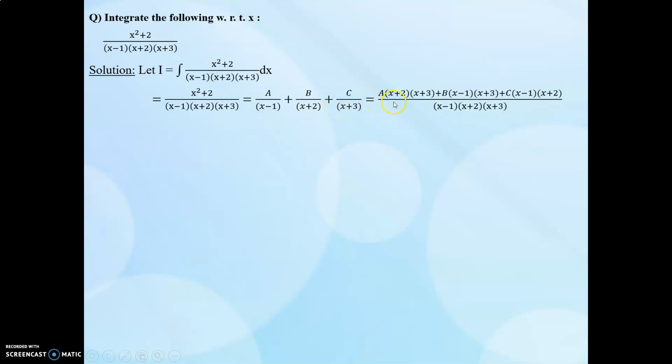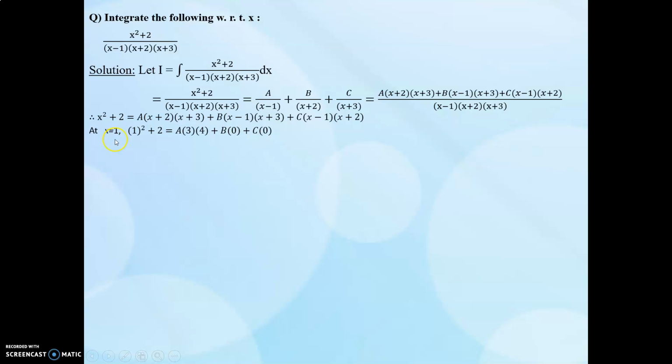That's equal to a into x plus 2 into x plus 3 plus b into x minus 1 into x plus 3 plus c into x minus 1 into x plus 2 upon x minus 1 into x plus 2 into x plus 3. So the numerator can be written as x square plus 2 is equal to a into x plus 2 into x plus 3 plus b into x minus 1 into x plus 3 plus c into x minus 1 into x plus 2. Now we can find the values of a, b, c by solving this equation.